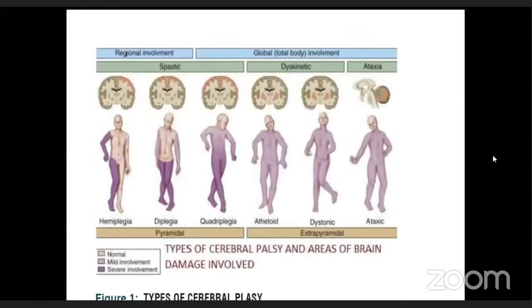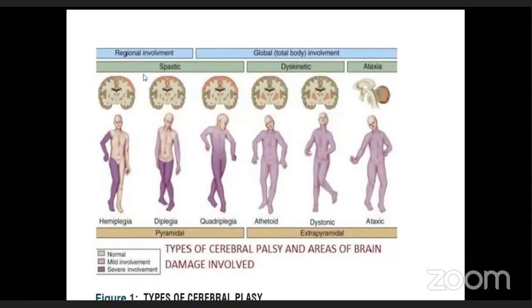So I think if you can just remember this figure, you have a regional involvement in which you have hemiplegia and diplegia. Diplegia means affection of lower limbs more than the upper limbs. So it's basically a regional involvement. Then you have global or total body involvement, which includes one type of spastic, which is quadriplegia. Then you have athetoid, dystonic, and ataxic. So then you come to the spastic, dyskinetic, and ataxic types.